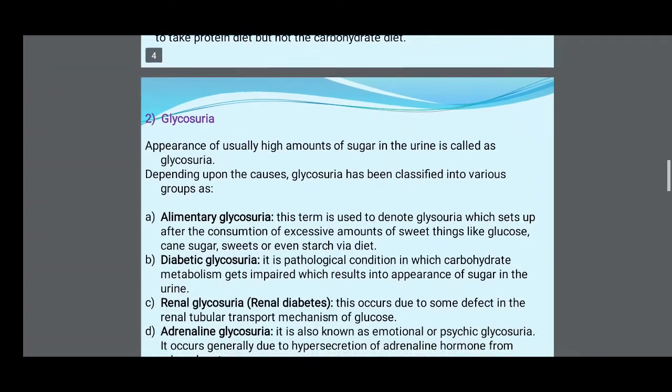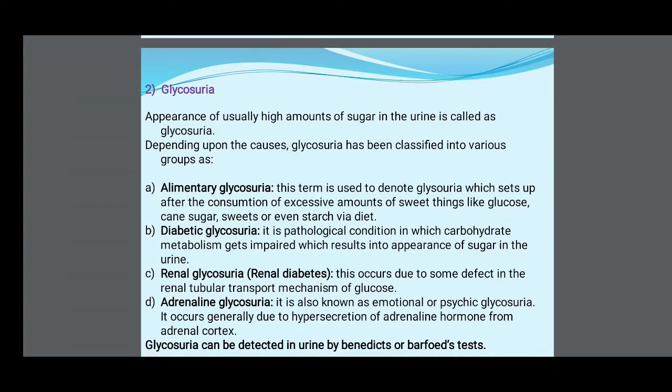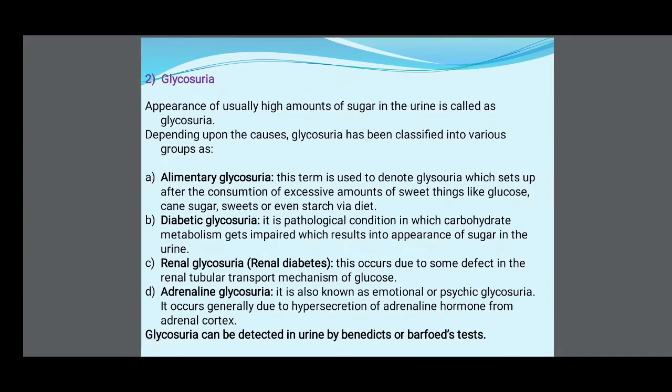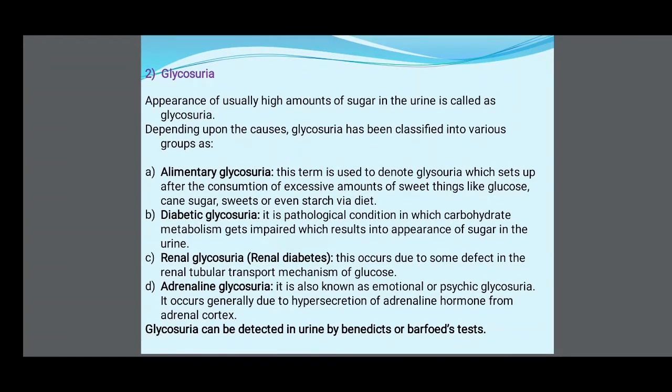Then glycosuria. Appearance of unusually high amount of sugar in the urine is called glycosuria. Depending upon the causes, glycosuria has been classified into various groups. First, alimentary glycosuria. This term is used to denote glycosuria which sets up after the consumption of excessive amount of sweet things like glucose, cane sugar, sweets, or even starch via diet. Diabetic glycosuria. It is a pathological condition in which carbohydrate metabolism gets impaired, which results in appearance of sugar in the urine. Renal glycosuria, renal diabetes.